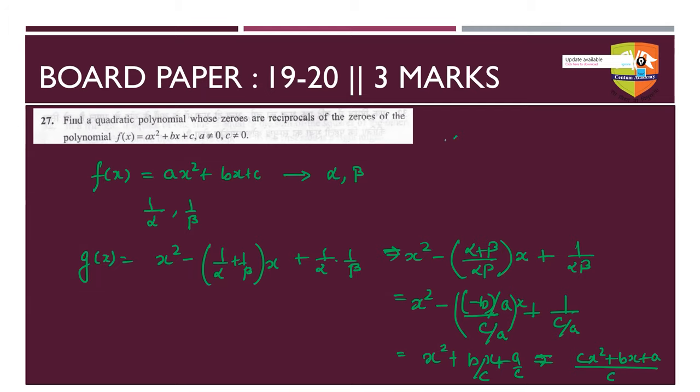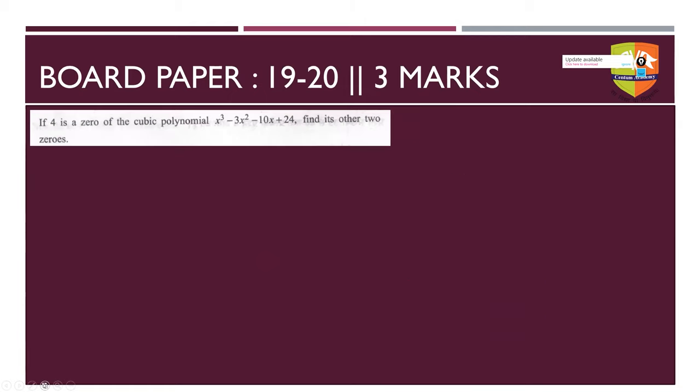So you would have done alpha plus beta, which is minus b by a, that's fine. Then alpha beta, which is c by a, that's fine. Now you have to find the polynomial whose zeros are reciprocals of the zeros. So the new zeros are 1 by alpha and 1 by beta. So hence, alpha plus beta by alpha beta, and 1 by alpha beta. So hence, I don't think you should be missing out on c. Minus b by, yes, it has to be like that. Okay. Take care of that. Yeah, next.